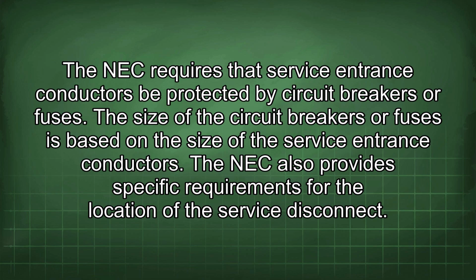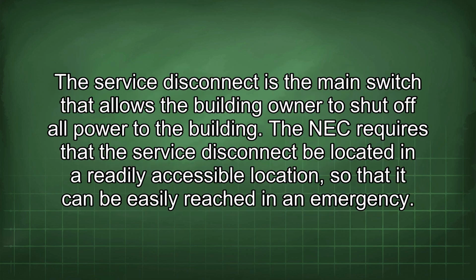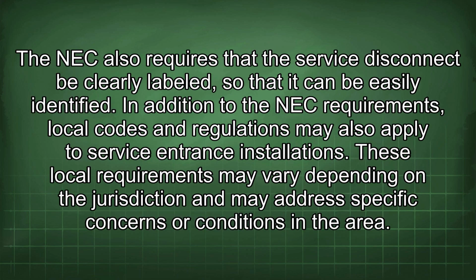The NEC also provides specific requirements for the location of the service disconnect. The service disconnect is the main switch that allows the building owner to shut off all power to the building. The NEC requires that the service disconnect be located in a readily accessible location so that it can be easily reached in an emergency. The NEC also requires that the service disconnect be clearly labeled so that it can be easily identified.